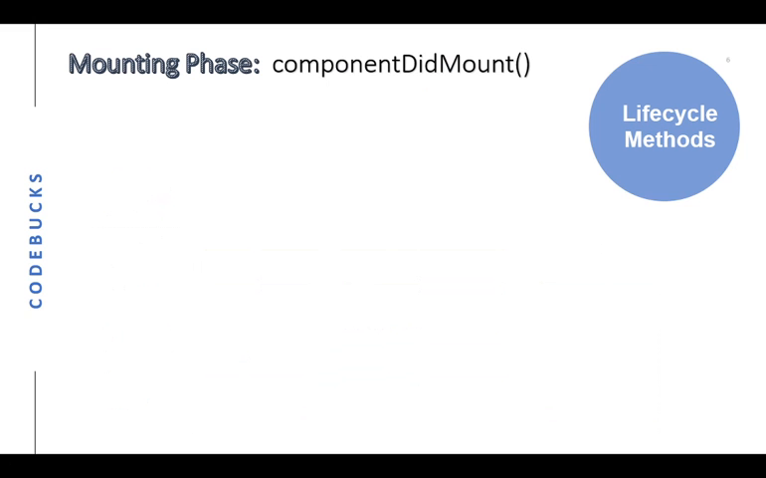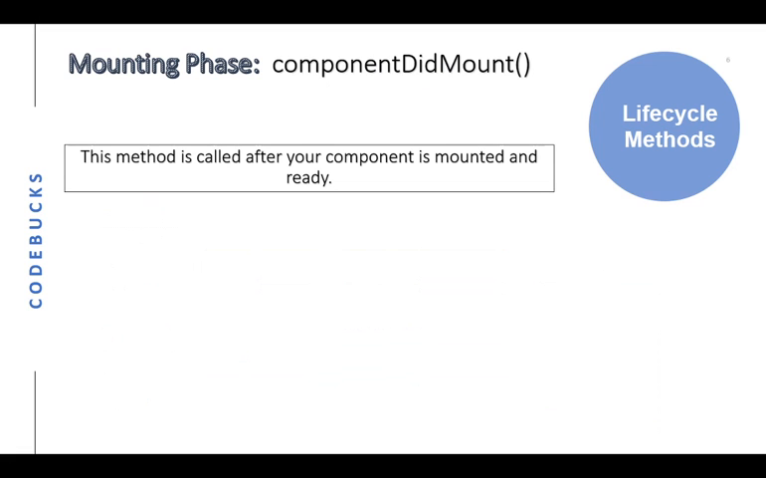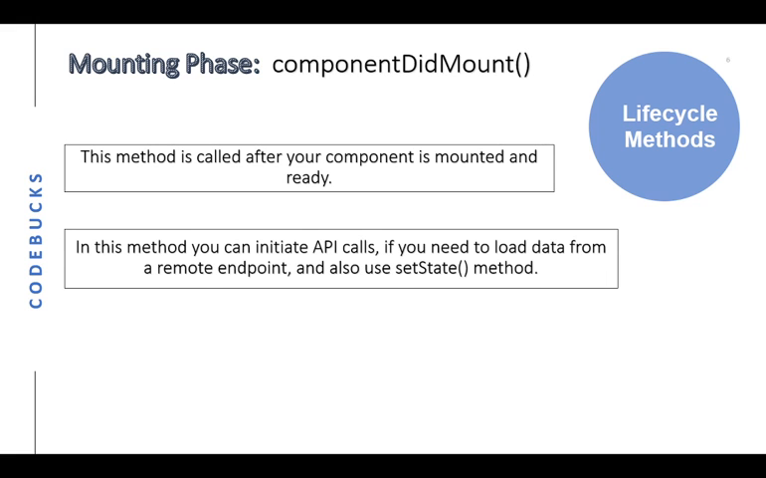Next method is componentDidMount. This method is called after your component is mounted and ready. In this method, you can initiate API calls if you need to load data from a remote endpoint and also use the setState method. Let's understand this method by an example.